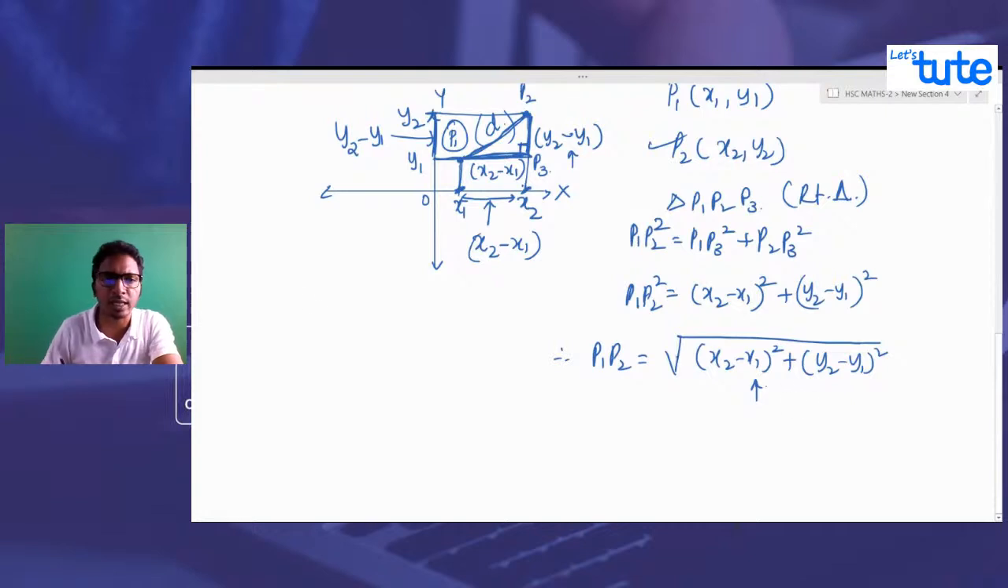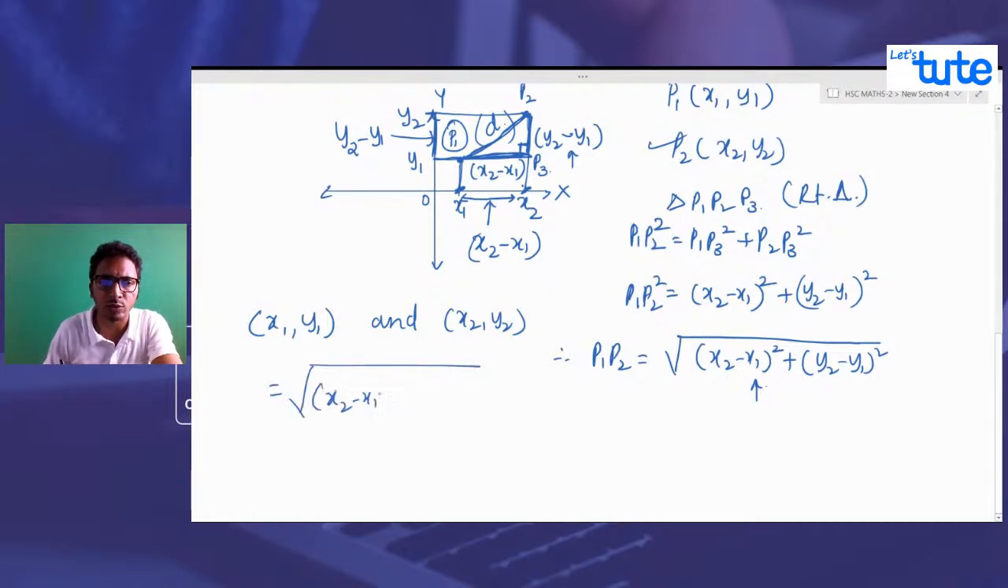So this tells us that whenever we have two points x1 y1 and x2 y2 and we want the distance between them, we can find it by the formula which we just now derived, that is the square root of x2 minus x1 the whole square plus y2 minus y1 the whole square. It's as simple as that. Okay, so let's solve some questions over here.